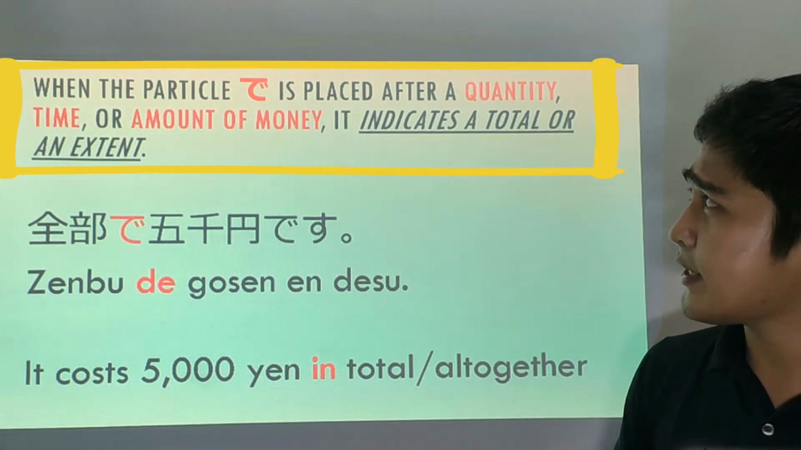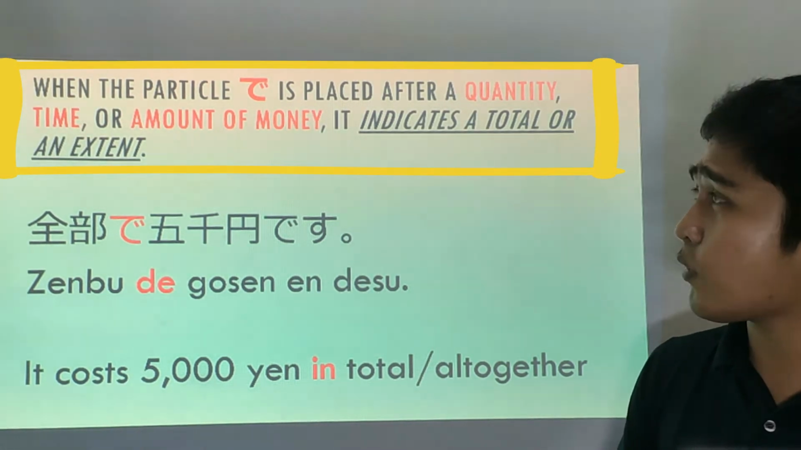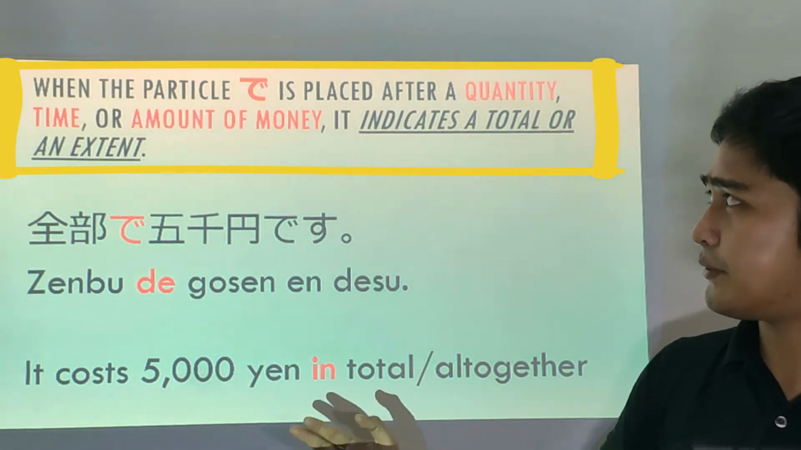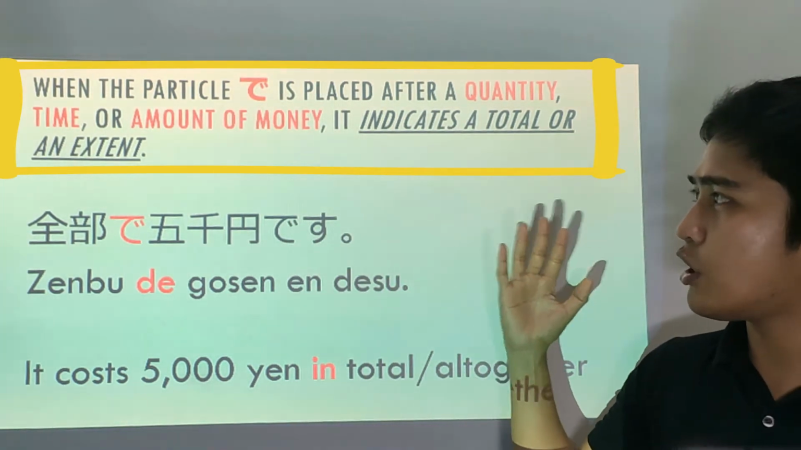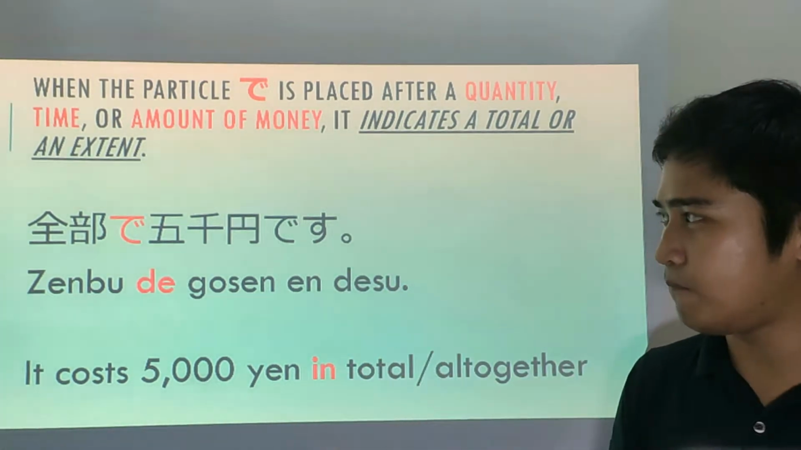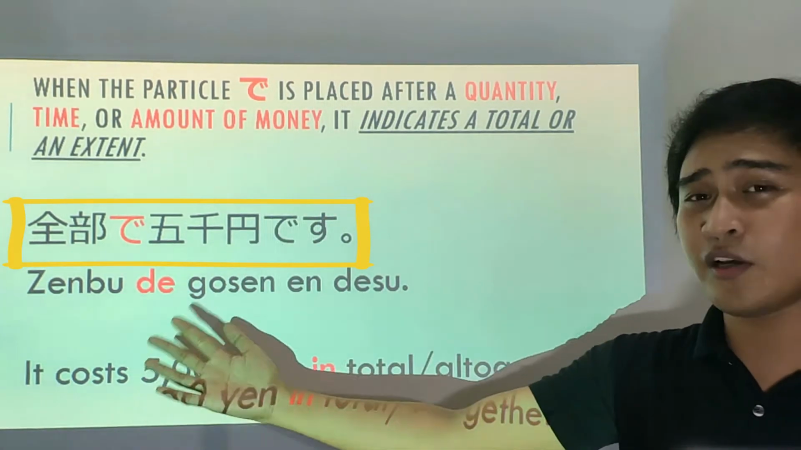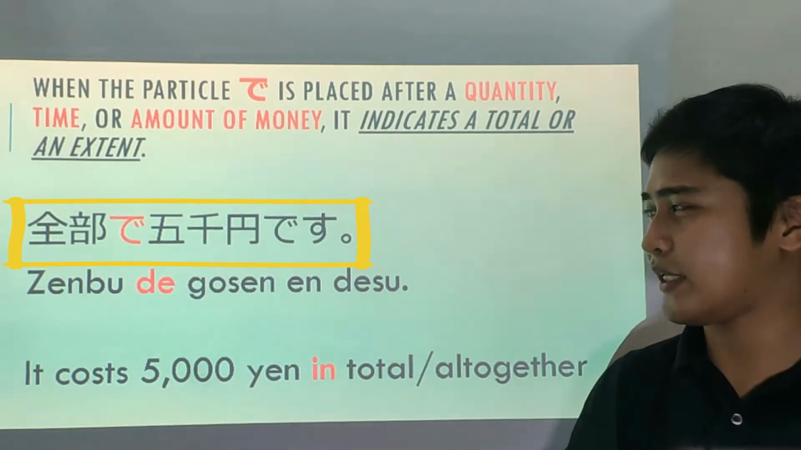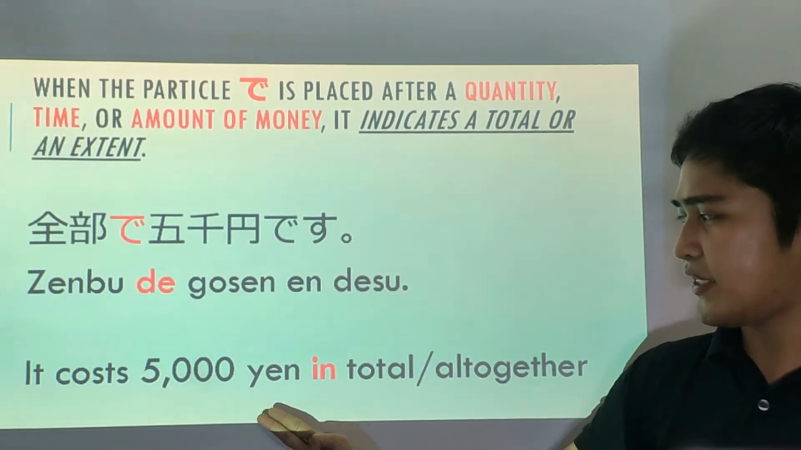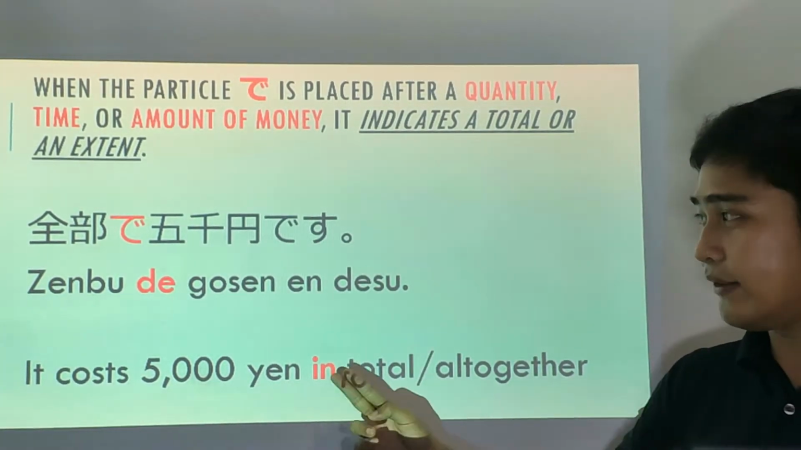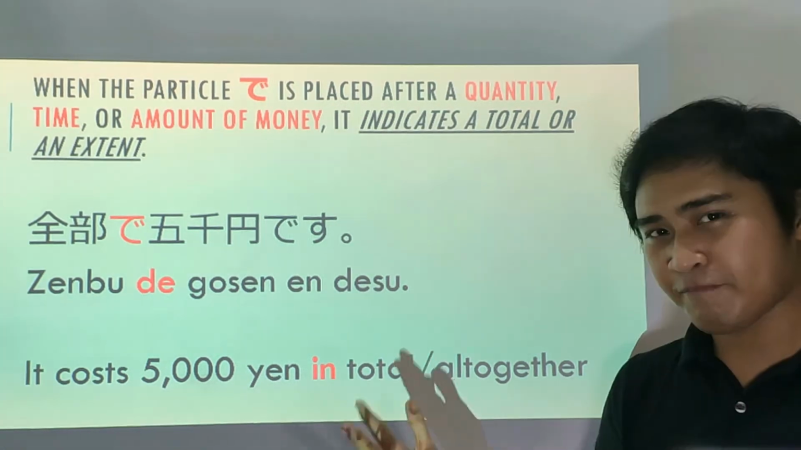Pangatlo. When the particle de is placed after a quantity, time, or amount of money, it indicates a total or an extent. Example ito, zenbu de gosen yen desu. Gamitin natin ang particle de. It costs 5,000 yen in total. In total. Next tayo.